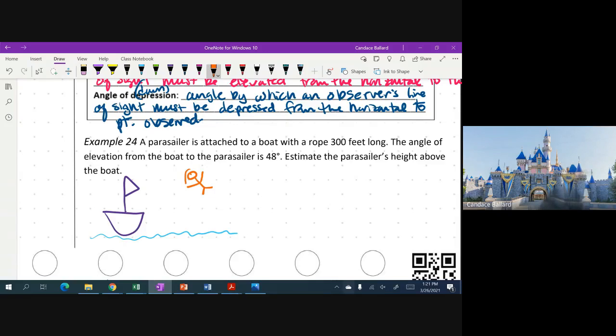Okay, and then he needs the parasail. So here's the parasail. There we go. And he has to be attached to the boat. And I'm going to attach him to the bottom of the boat to make our math easier. There we go.